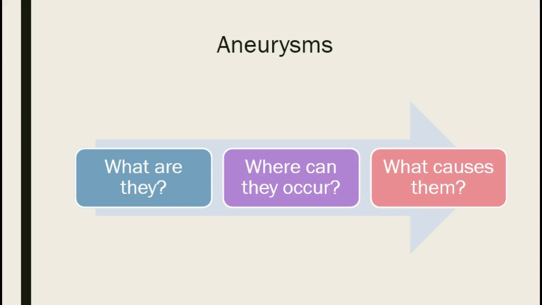Okay, so aneurysms are a permanent localized dilation of an artery, which enlarges the artery to at least 2 times its normal diameter. And they can occur in any artery, but most commonly we see them in the aorta. They can also occur in the brain though, and abdominal aortic aneurysms are the most common.